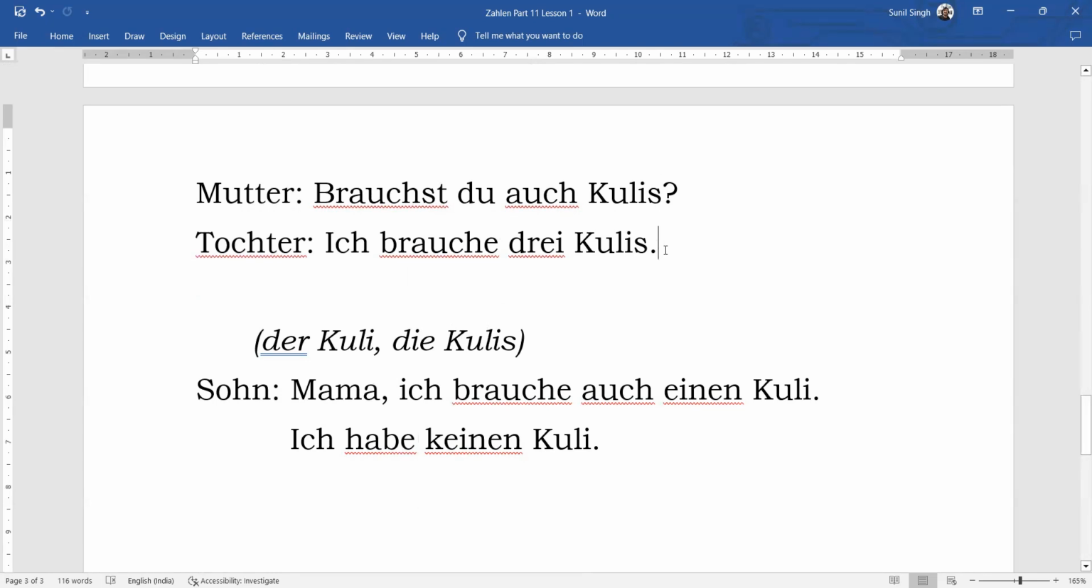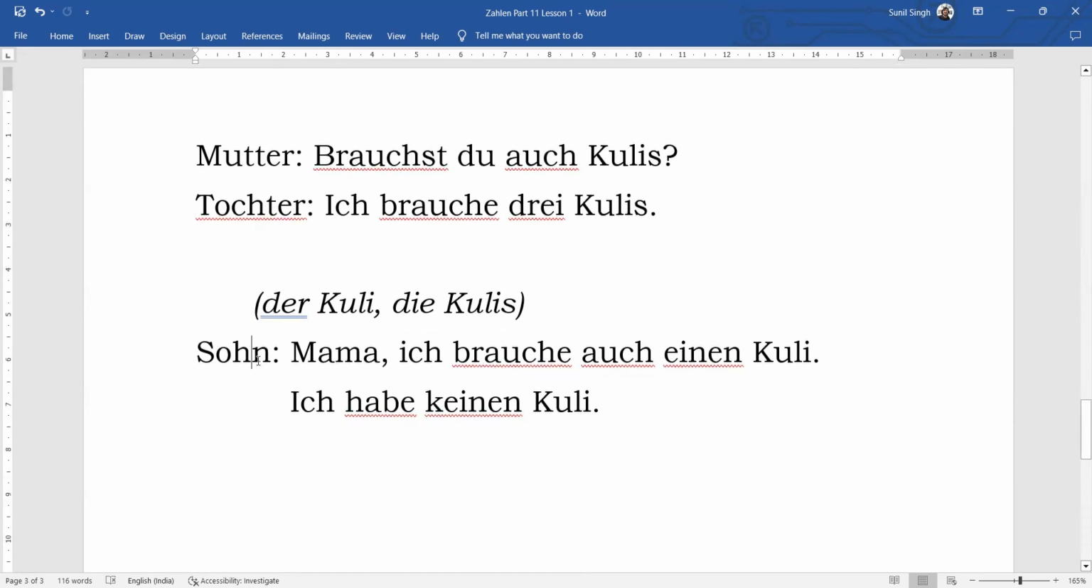मुझे 3 पेन चाहिए. Sohn means now the son appears and says, Mama, ich brauche auch einen Kuli. मतलब I also need a pen. मुझे भी एक पेन चाहिए. Ich habe keinen Kuli. मतलब I have no pens. मेरे पास कोई भी पेन नहीं है.